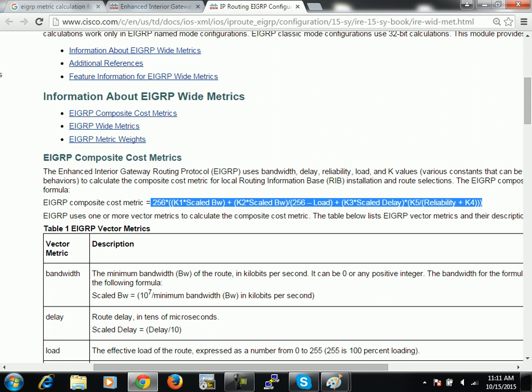अब थोड़ा सा समझने की कोशिश करो कि these K values are not equal to, you know, like these components which are used by EIGRP for its metric calculation. These are separate values actually, and we call them as weight values, nothing else.